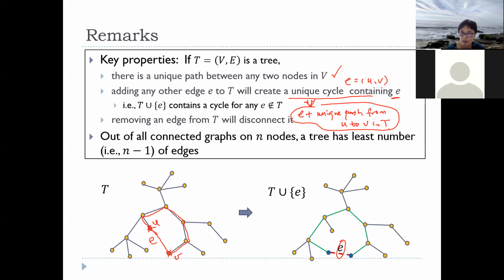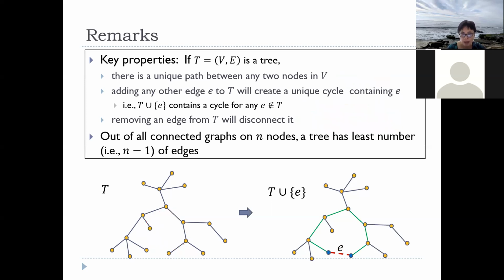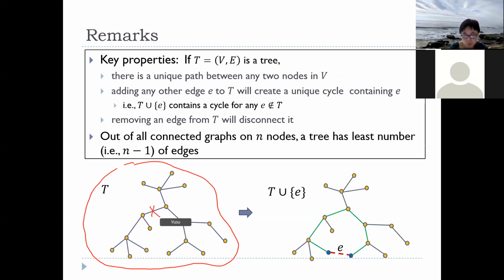Another property: this tree that we're given is connected. If I remove any edge, let's say I remove this one, then that must disconnect the tree. This is because if you remove an edge, these two endpoints used to be connected only through it. Remember, there's only a unique path connecting them. By removing this edge, these two nodes are not connected anymore.